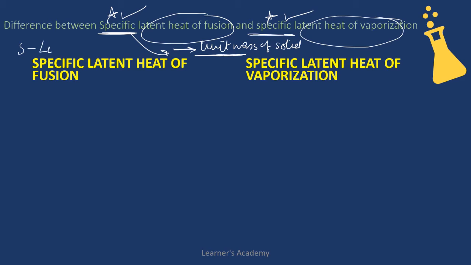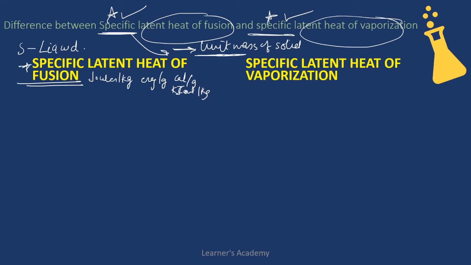It is expressed in joules per kg, erg per gram, or calorie per gram, or kilojoules per kg, or kilocalorie per kg. So this is called specific latent heat of fusion.